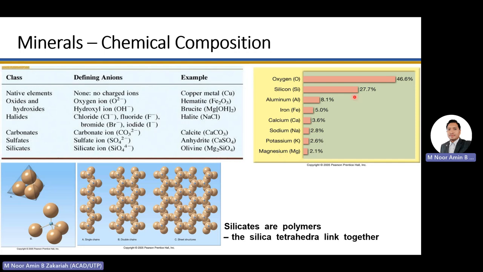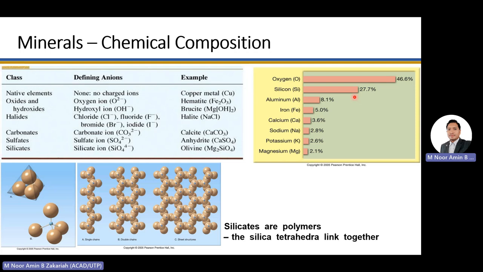Formula. The formula of a mineral is a simplified representation of the chemical composition of the mineral. For example, the formula of quartz is silicate, SiO2, which means that quartz is made up of one silicon atom and two oxygen atoms. Hematite is the main iron ore composed of ferrum 2 oxide, Fe2O3, which means the iron ore is made up of 2 ferrum atoms and 3 oxygen atoms. So this is the mineral composition formula.